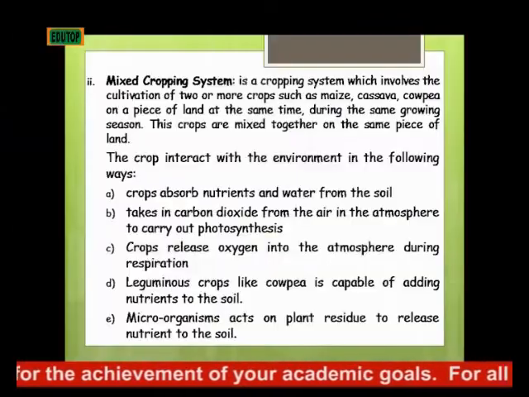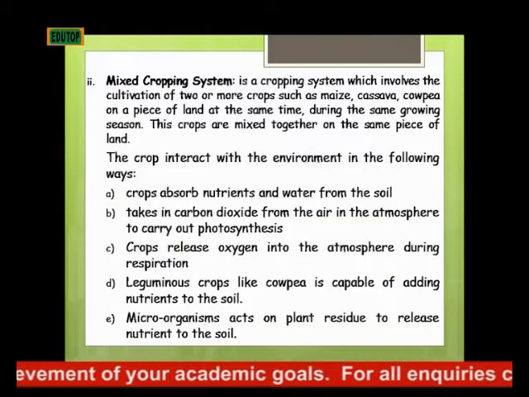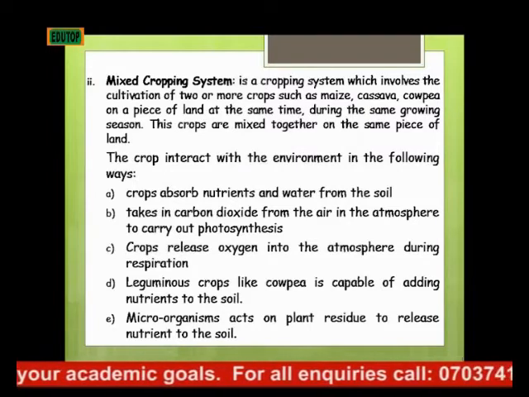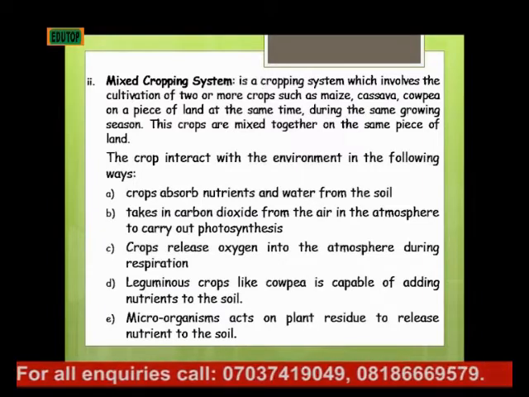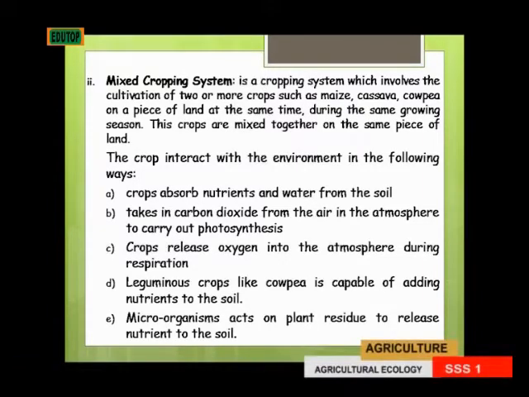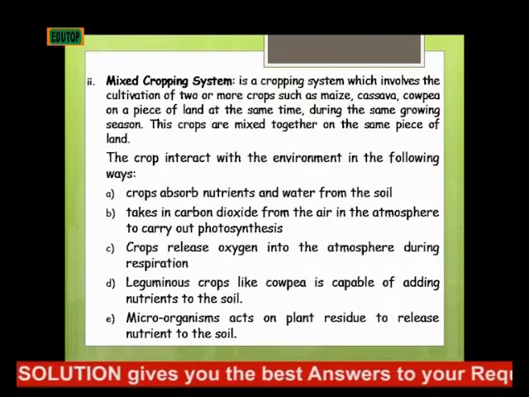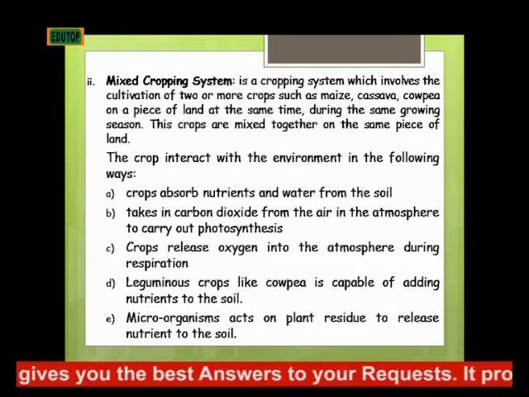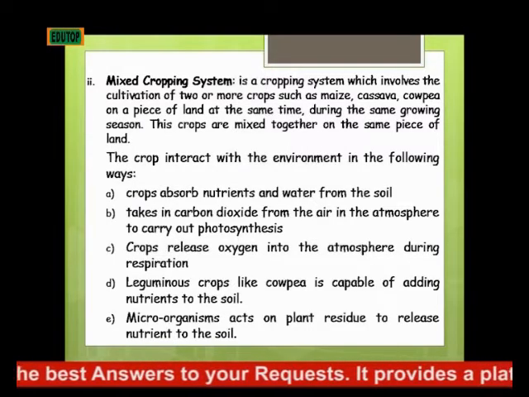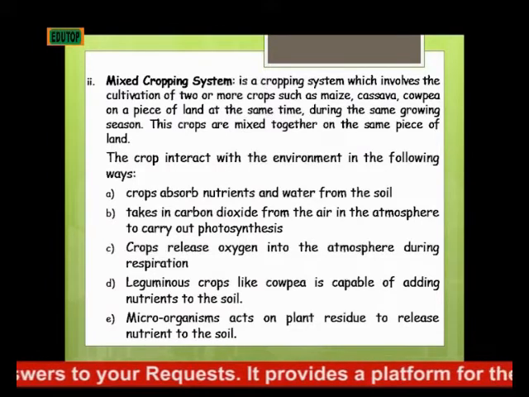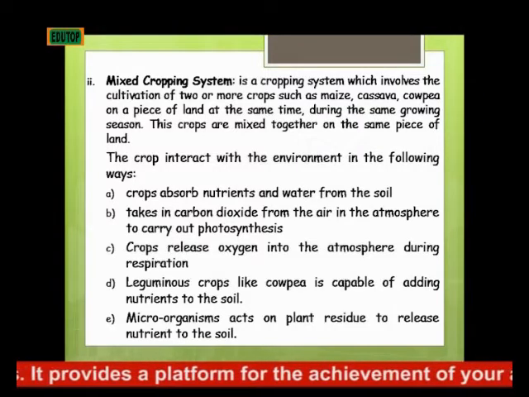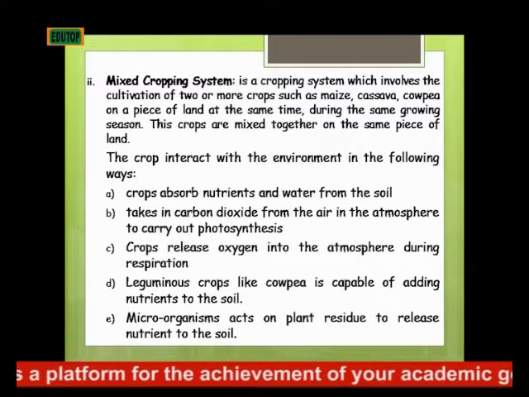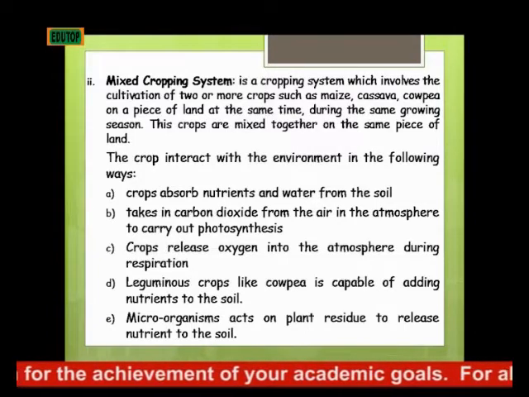The mixed cropping system interacts with the environment in the following ways. Crops absorb nutrients and water from the soil. Then it takes in carbon dioxide from the air in the atmosphere to carry out photosynthesis. Crops release oxygen into the atmosphere during respiration. Then the leguminous crops like cowpea are capable of adding nutrients to the soil, nutrients like nitrogen. Then the fifth one is microorganisms act on the plant residue to release nutrients to the soil.